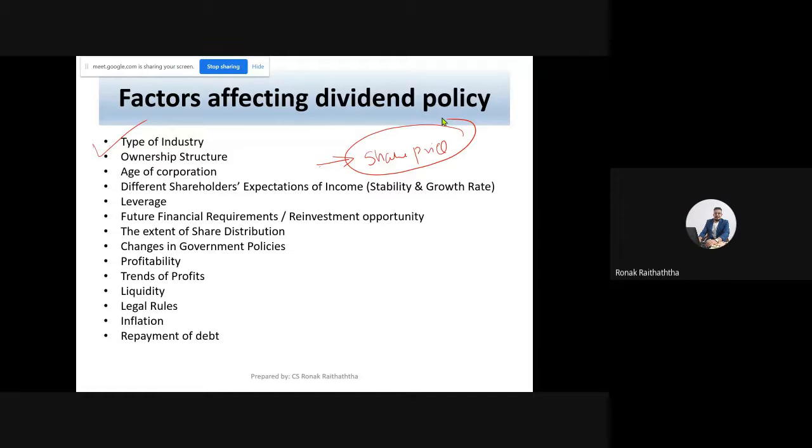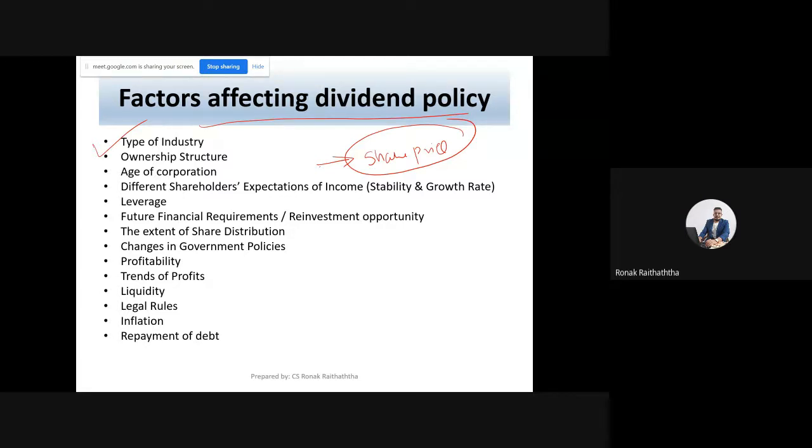Now, what can be done so that shareholders' wealth will be maximized? What amount of dividend should be paid? Whether to pay the dividend or not, so that share price will get maximized. This is what our analysis will be: what are the various factors which affect the dividend policy?